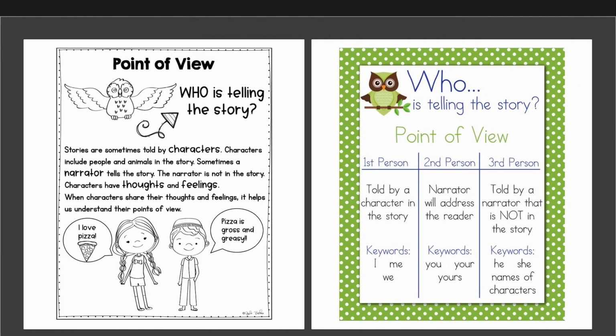First, let's look at what point of view is. It's who is telling the story. Stories are sometimes told by characters. Characters include people and animals in the story. Sometimes a narrator tells the story. The narrator is not in the story, but characters have thoughts and feelings. When characters share their thoughts and feelings, it helps us understand their points of view.